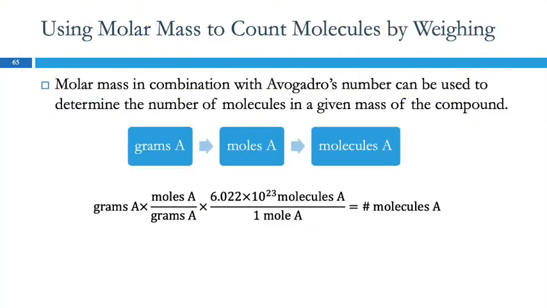We can use molar mass along with Avogadro's number to count or determine the number of molecules in a particular mass of a compound. And so this is going to be the path, grams of A to moles of A to molecules of A, where A is whatever you're interested in. And so it'll write out in an equation like this. We got grams to moles to molecules. Grams down here, moles down here. That is just straight dimensional analysis.